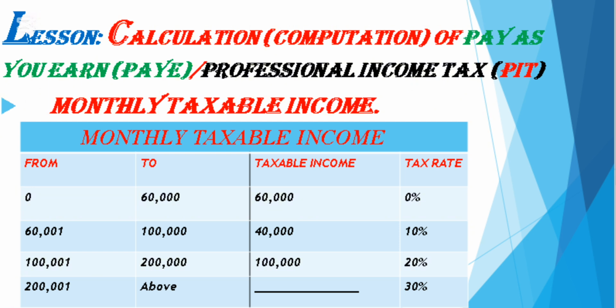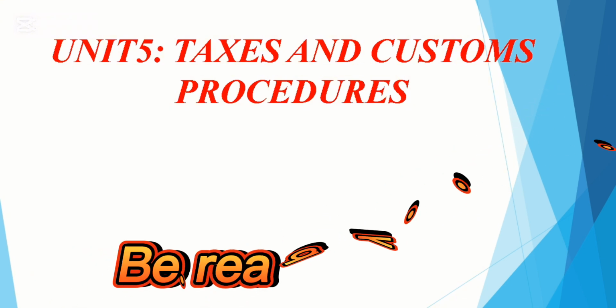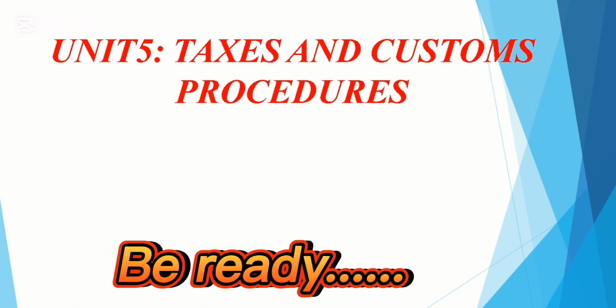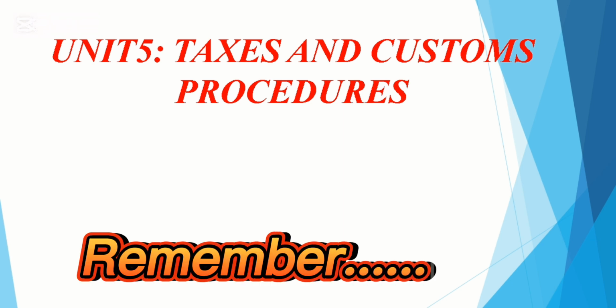So without taking much of our time, unit number 5 in senior 6 is called taxes and customs procedures. So from there, we are going to know and get more skills and knowledge about tax related affairs. But without taking much of our time, let me first remind you what tax means.